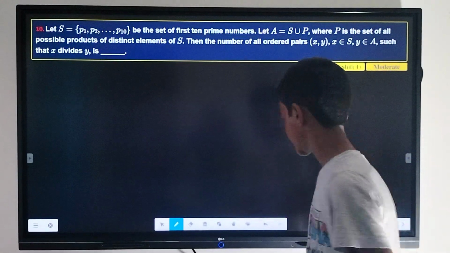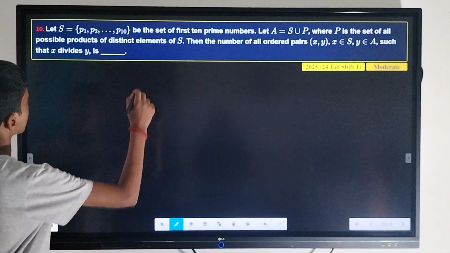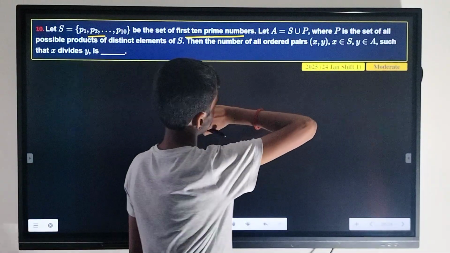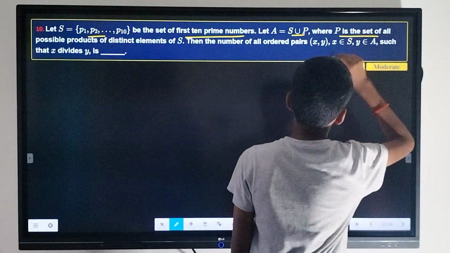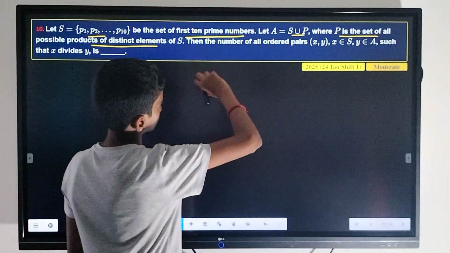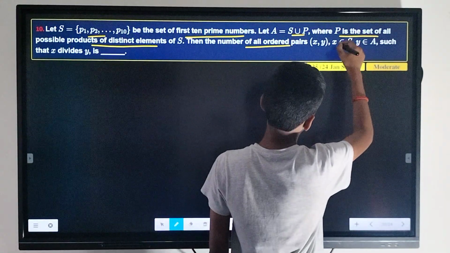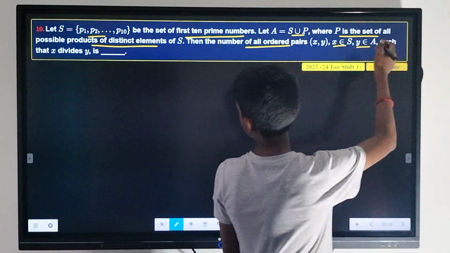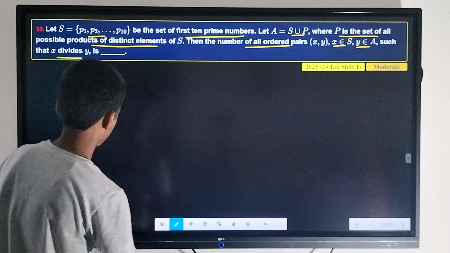Here is our next question now. Our question says that S is equal to this set, a set of first 10 prime numbers, that A is equal to S between P, where P is the set of all possible products of distinct elements of S. Then the number of all ordered pairs x, y where x belongs to S and y belongs to A, such that x divides y is equal to 1.